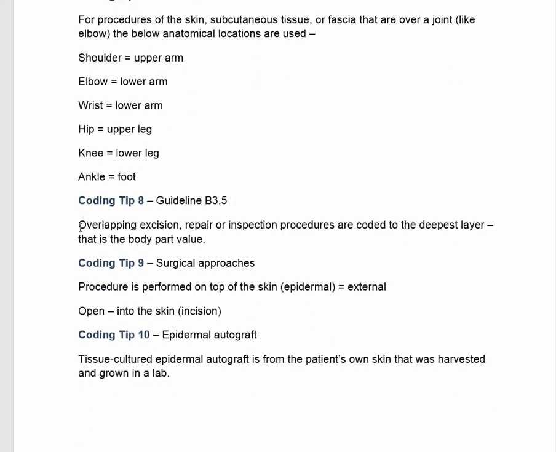Additionally, guideline B3.5 is noted. If a patient is having a muscle biopsy, and the physician codes that he went through the skin, he went down to the subcutaneous, and he went to the muscle, you're going to code to the deepest layer, in that case, the muscle. So if the physician has to go through multiple layers to get to the final level, whatever level he gets to, you code to the deepest layer. You wouldn't code an excision of skin, or excision of subcutaneous tissue if the end result was getting to the fascia.